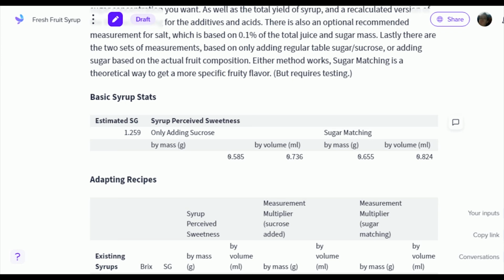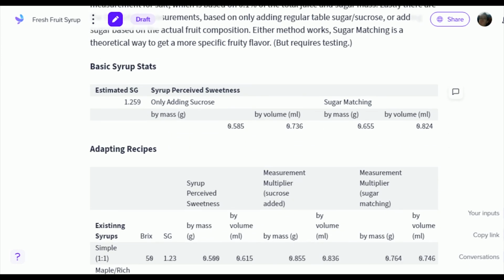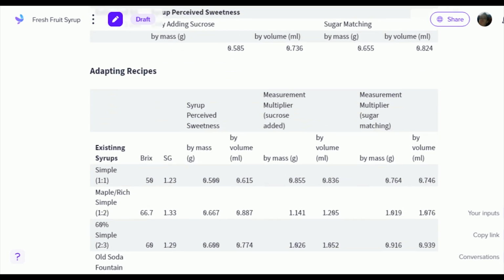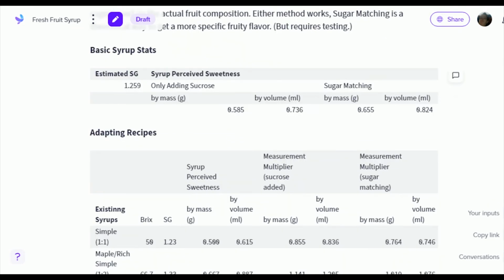0.58. A simple syrup obviously is going to have a sweetness of 0.5, which you can see reflected in this comparison table. So it's sweeter than regular simple syrup, definitely by volume, because 1 ml contains roughly 1.25 grams of syrup, as you can see by the estimated SG in the top left, which is essentially the density.